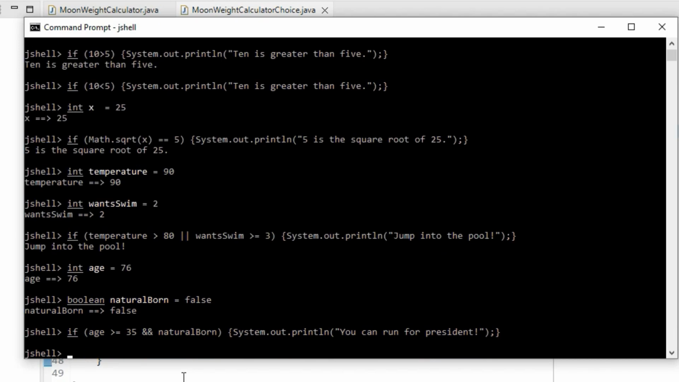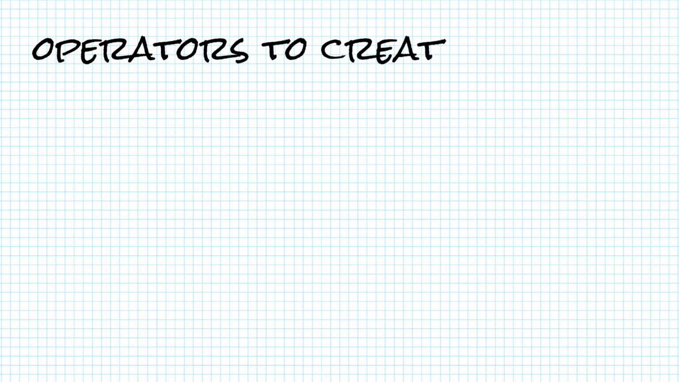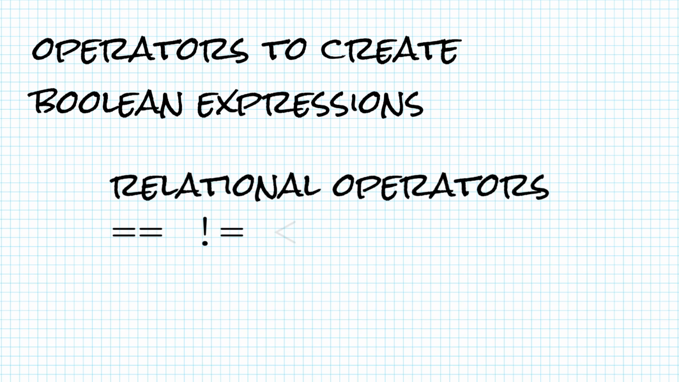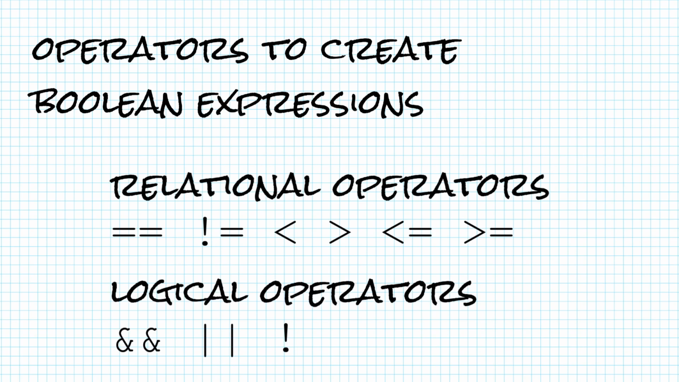To summarize, you have now seen most of the operators that can be used to create Boolean expressions. You've seen all of the operators that you need, except for special cases. These include the relational operators, equal, not equal, less than, greater than, less than or equal, and greater than or equal, and the logical operators and, or, and not.